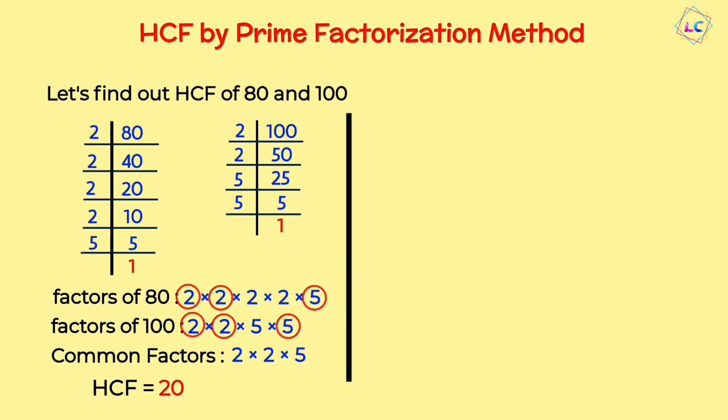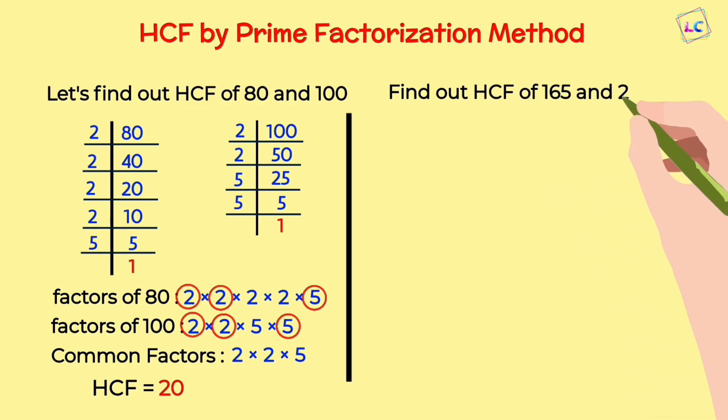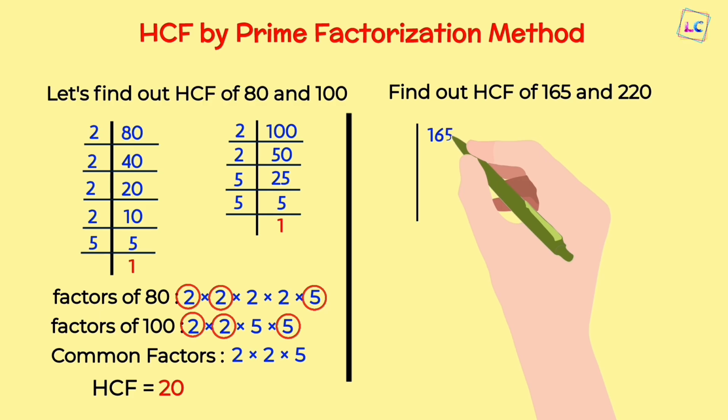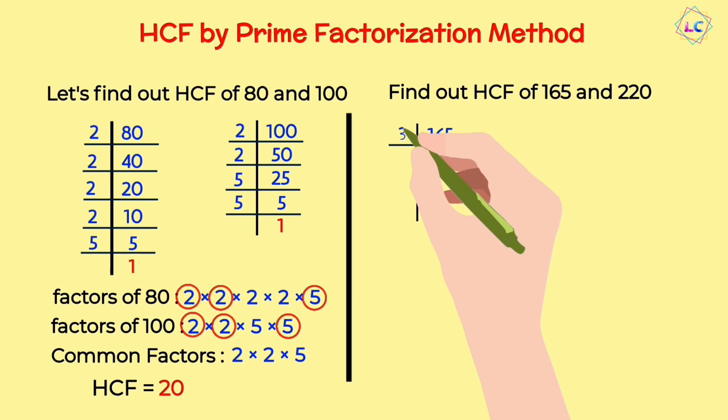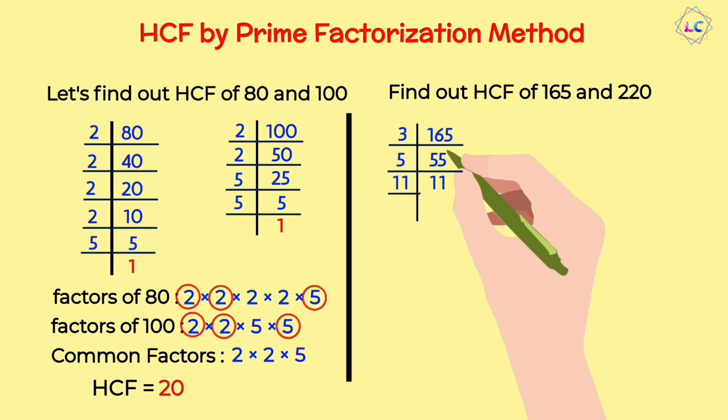Look at one more example. Now let's find out the HCF of 165 and 220. First, find out the prime factors of 165. 165 is not divisible by 2 because it is an odd number, so we take 3. 165 divided by 3 gives us 55. 55 is divisible by 5, giving us 11. And 11 is a prime number, so 11 divided by 11 is 1.